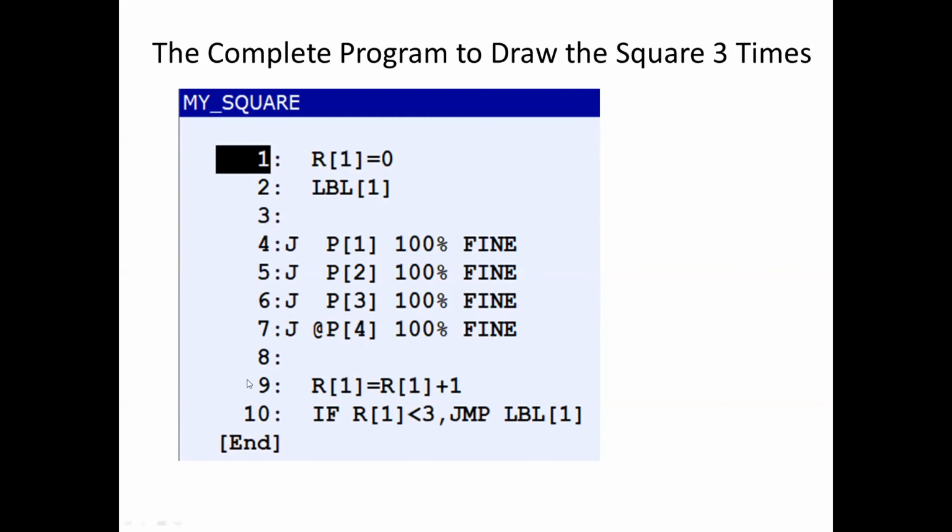After drawing the square, in line 9, we increase our counter by 1. Line 10, if our counter is still less than 3, we will ask the program to jump label 1 to draw the square one more time.